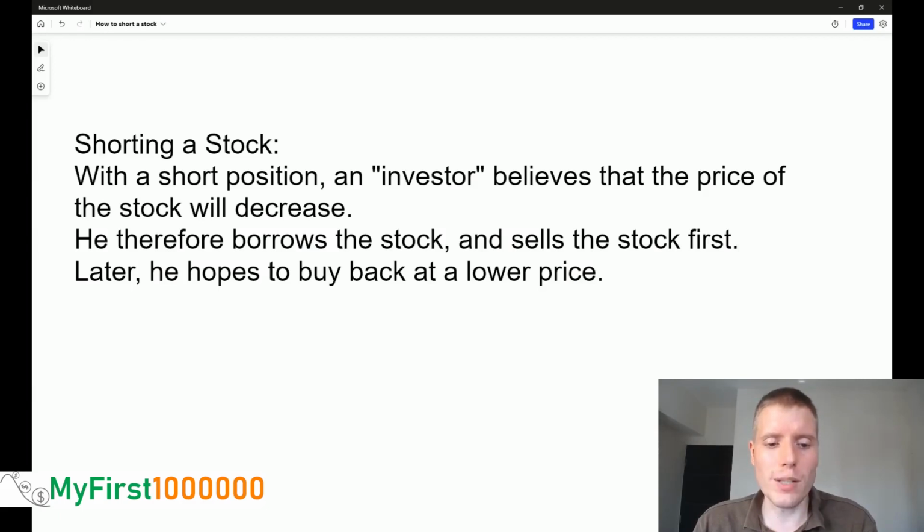So with a short position, an investor believes that the price of the stock will decrease. So what can he do for that? He can borrow the stock and sell it on the stock market first. And then later he hopes to buy back the stock at a lower price. So he will sell first and then buy it back.